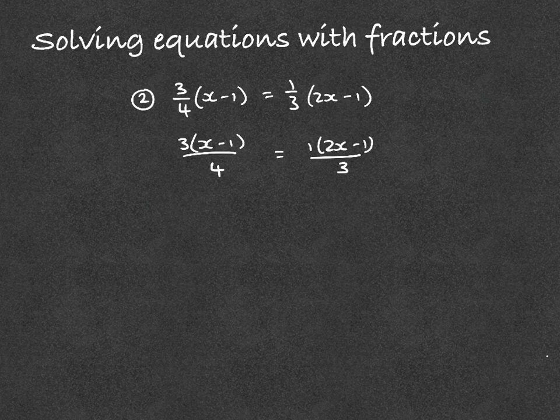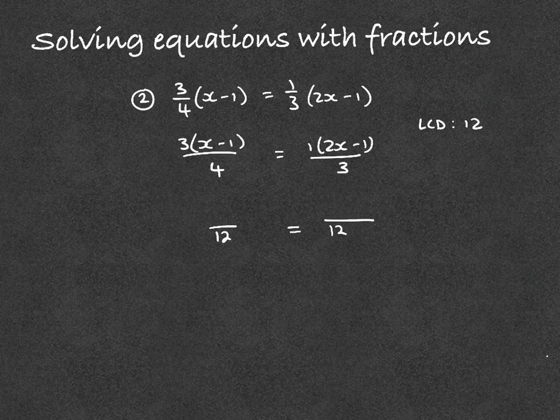Okay, so we've got a 4 and a 3. Doesn't matter which one you use, but a 4 and a 3. So my lowest common denominator, what's the smallest number that 4 can divide into and 3 can divide into, that is equal to 12. So therefore, we want both of those denominators to be 12.